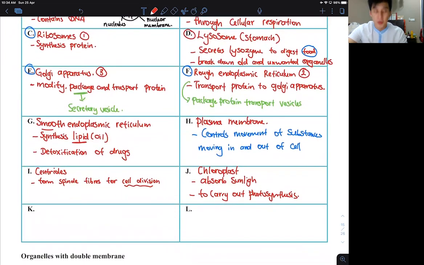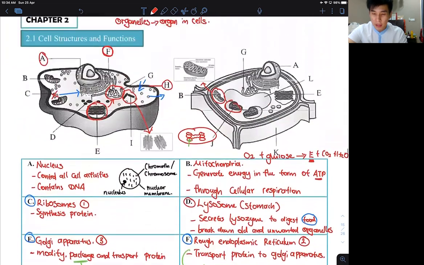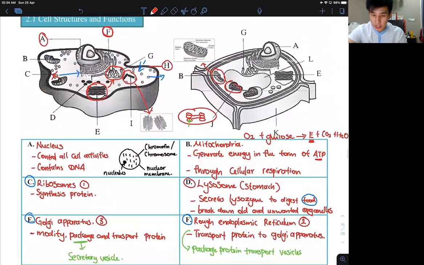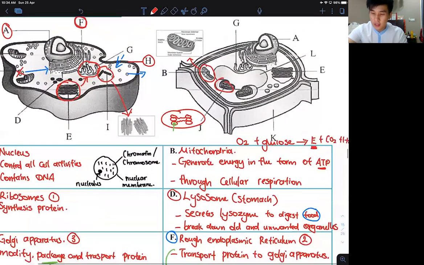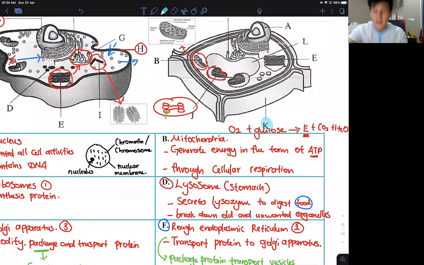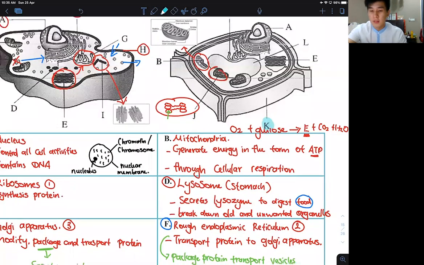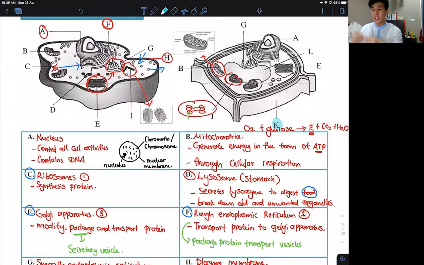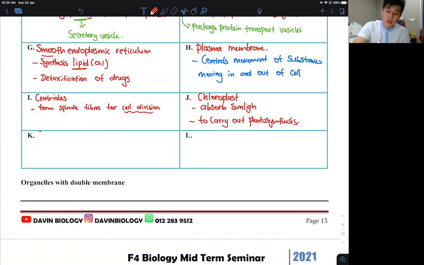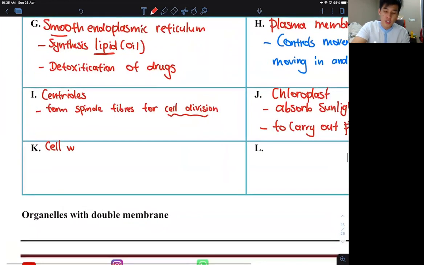All right, almost there already. K, L. K, where is K? K is here. What's the outermost layer of the plant cell? We have two kinds of cells here, right? One is the animal cell, the other the plant cell. This one is the cell wall. So what does the cell wall do? Also, we learned in Form 1, it maintains the shape of the plant cell.